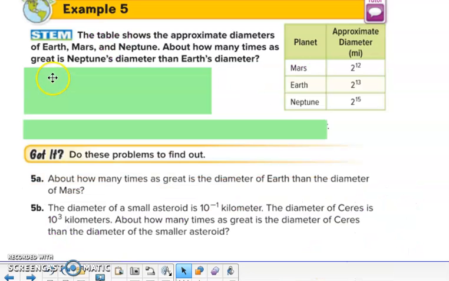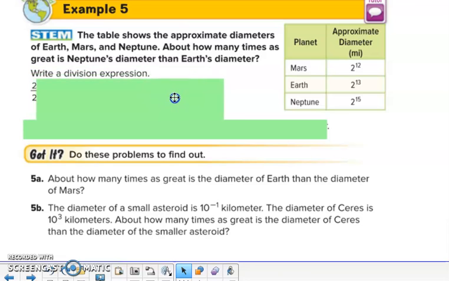Let's look at example number 5. The table shows approximate diameters of Earth, Mars, and Neptune. You see that they've got them written in exponential values. How nice, they've got the same base on them. About how many times as great is Neptune's diameter than Earth's? So we'll take this one divided by that one. Usually it's the biggest divided by the smallest anyway, and it seems like it's in the same order. They want you to write a division expression, and it's going to be 2 to the 15th power divided by 2 to the 13th power. How did I know I was going to do division? Because you see the word times here.